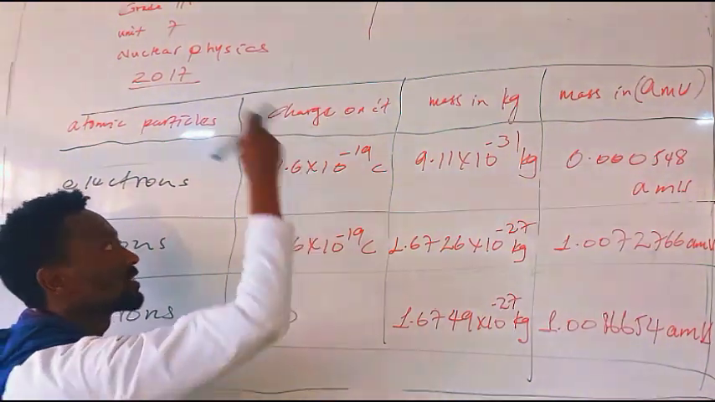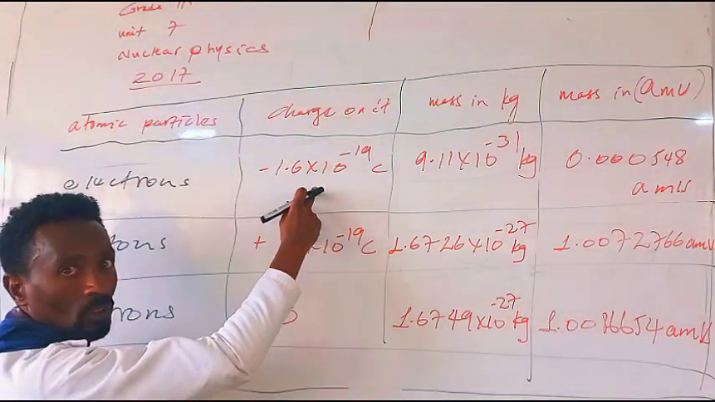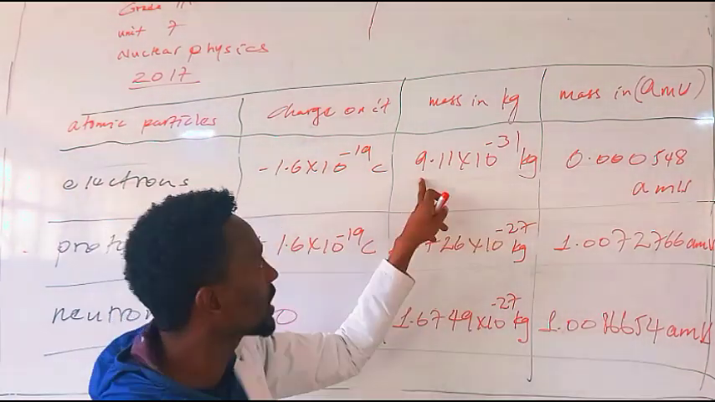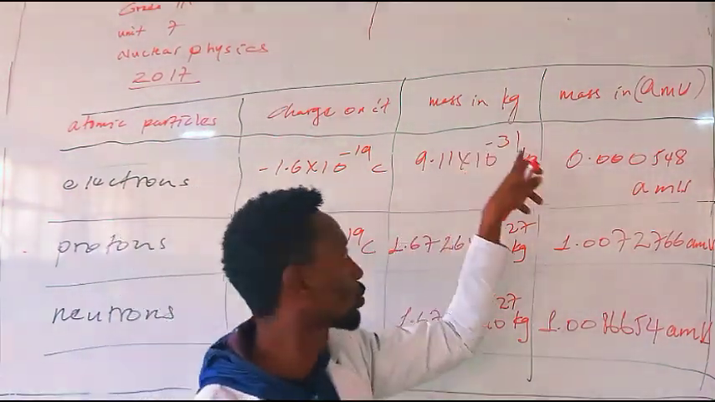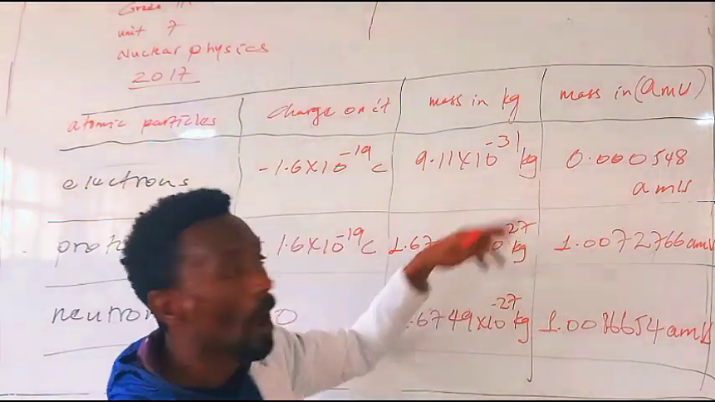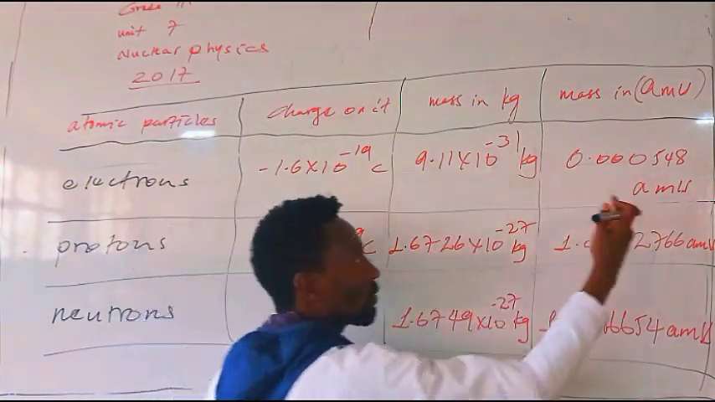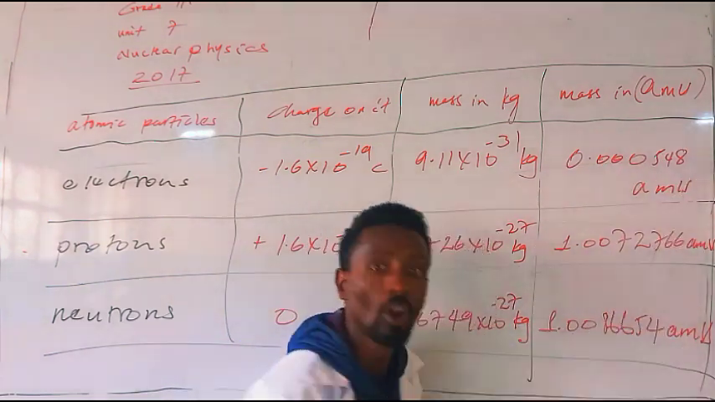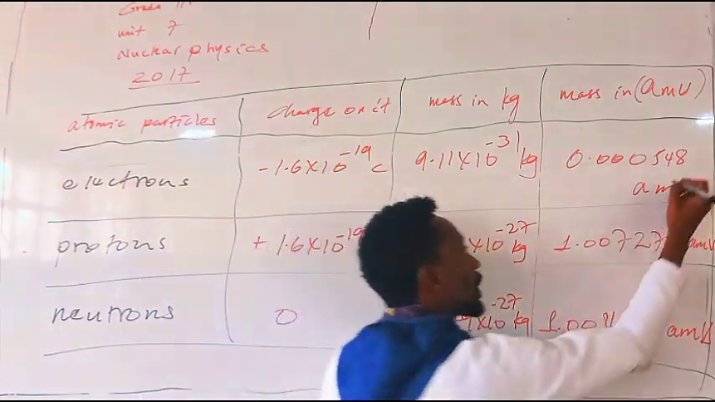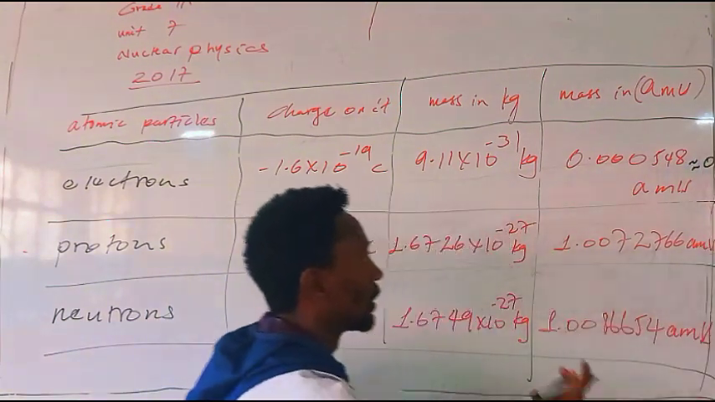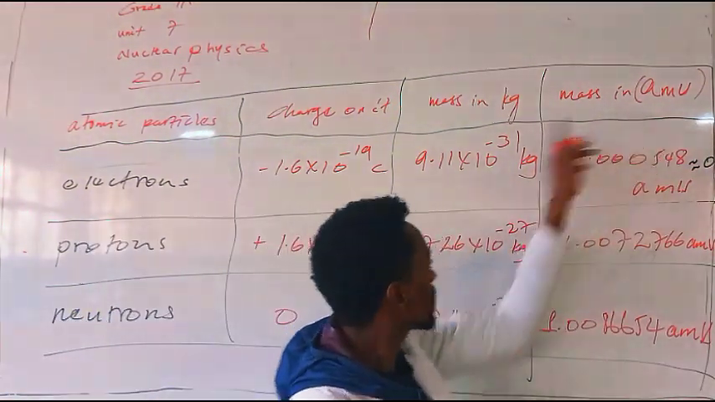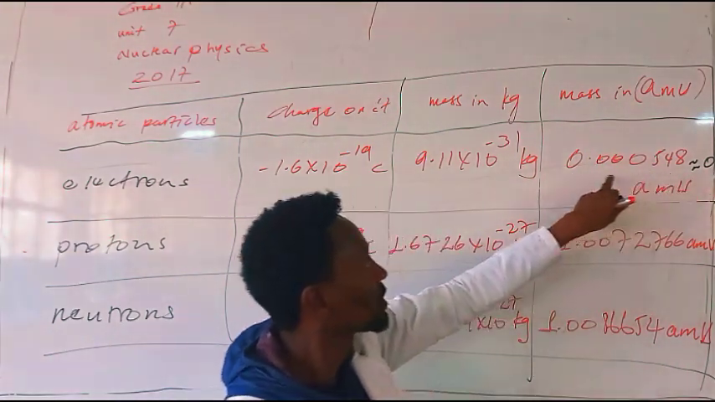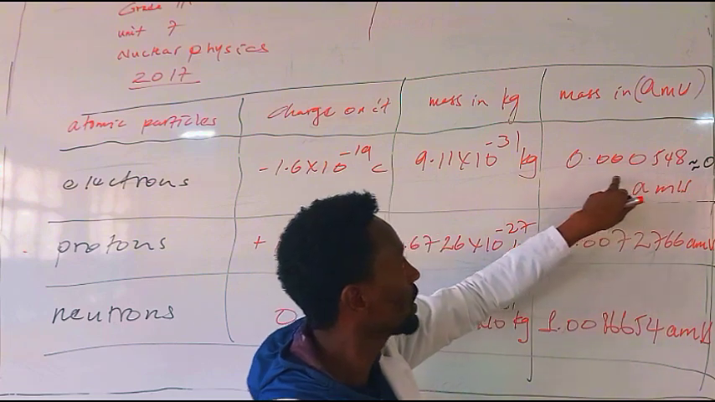That is the negative charge. Again, the mass of an electron in terms of kilogram is 9.1 times 10 to the power minus 31 kilogram. But this can be expressed in terms of atomic mass unit as 0.00058 atomic mass unit. In some books, you get that the mass of an electron in atomic mass unit is approximately 0.